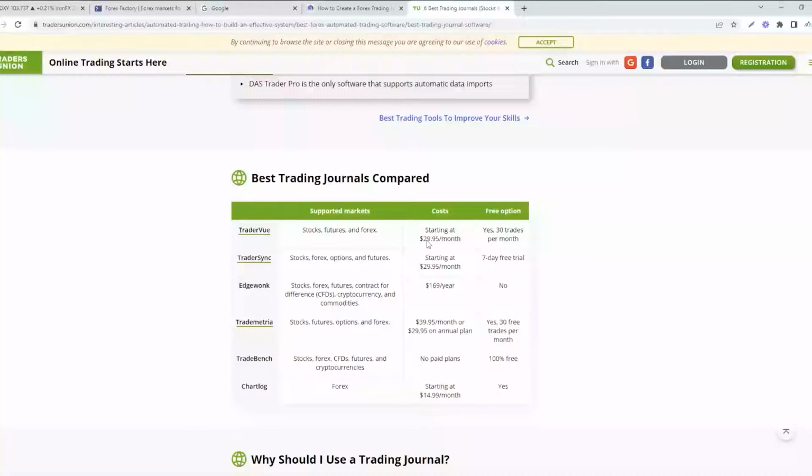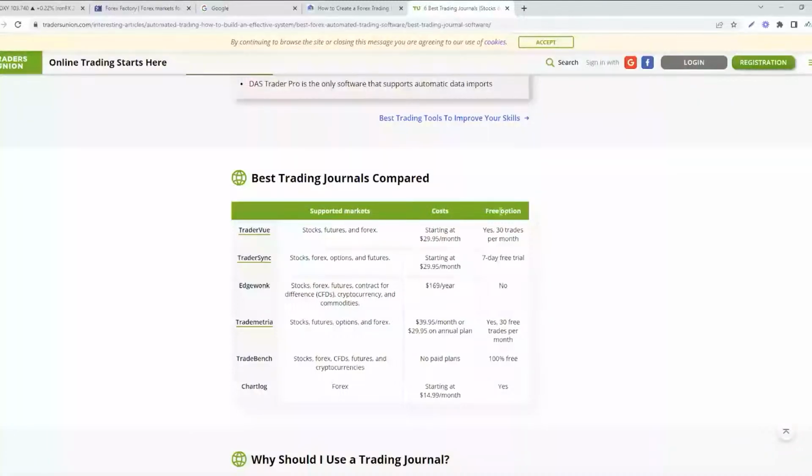So it tells you what the supported markets are. For example, you've got stocks, futures, and forex here. And for TraderSync, sorry, you have stocks, forex, options, and futures. Edgewonk, you've got CFDs, and so on and so on, right? And then you also have the estimated cost as well.